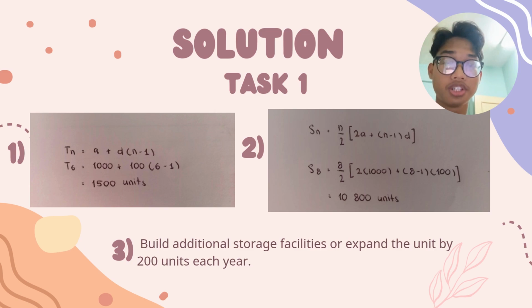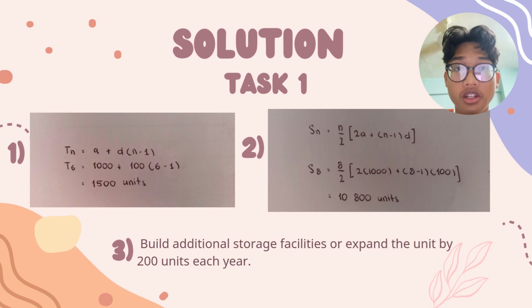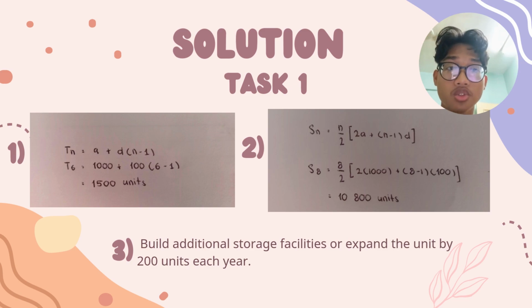So for question number 3, if demand grows faster than planned expansion, how could the warehouse adjust? There is no formula for this. To solve the problem earlier, we need to build additional storage facilities or expand the unit by 200 units each year.